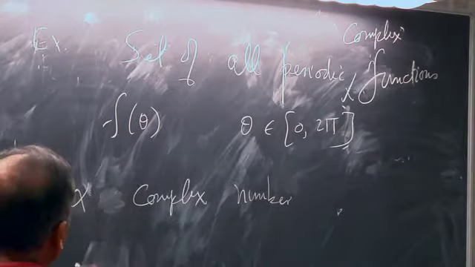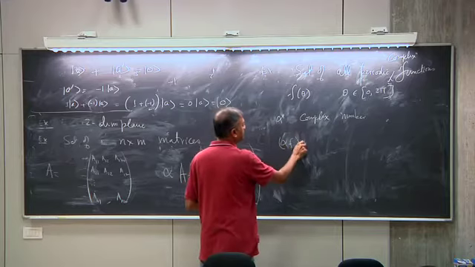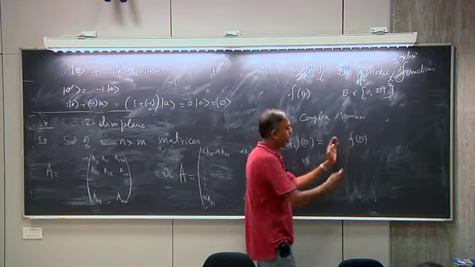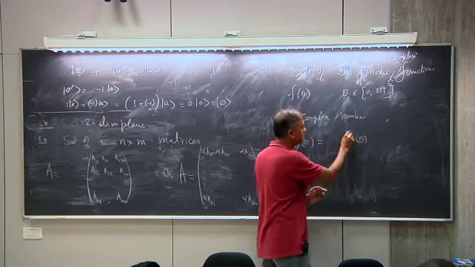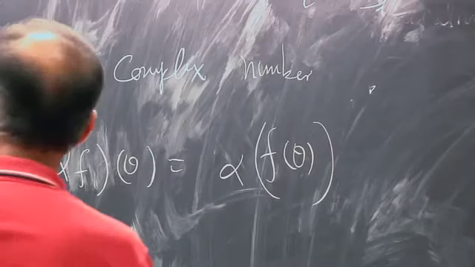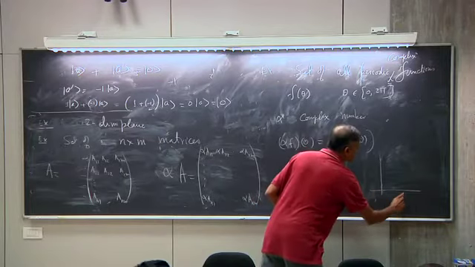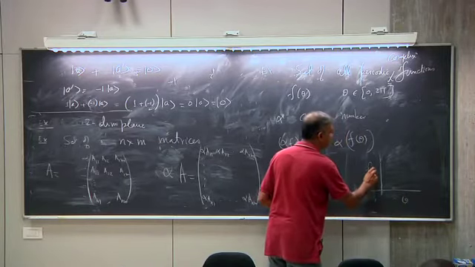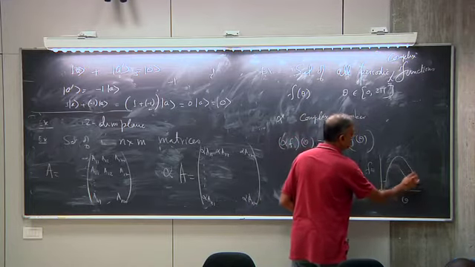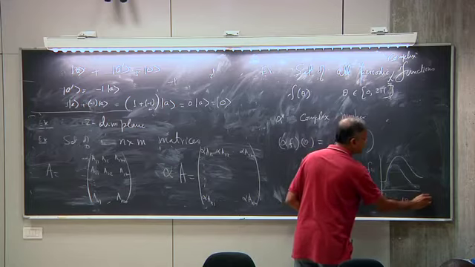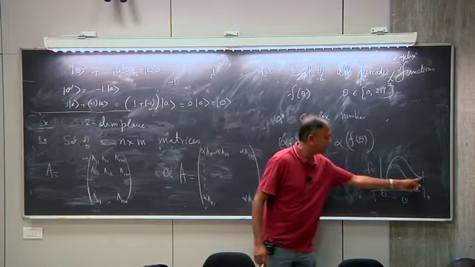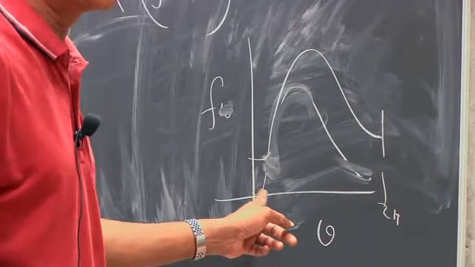multiplication is simply: alpha f of theta is nothing else but you take f, evaluate it at theta, and this will be some complex number, and multiply this complex number by alpha. Pictorially, if I draw a plot, here is theta and here is f of theta. Let's say it is a periodic function, from 0 to 2 pi. Periodic means that the value of f at 2 pi is the same as the value of f at 0.